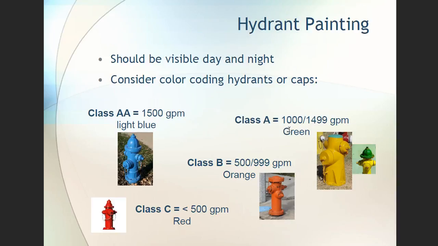Hydrant painting. Here's the color coding that I'm talking about. It should be visible day and night, and consider color coding hydrants or caps. Okay, and again, light blue, 1,500 gallons per minute. That's a lot of water. Green, you've got 1,000 to 1,499. Orange, 500 to 999. And Class C is less than 500.